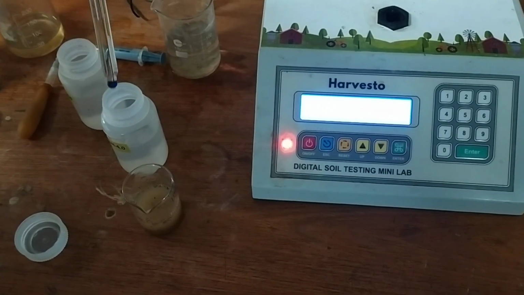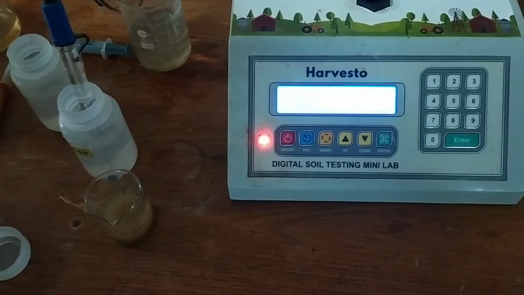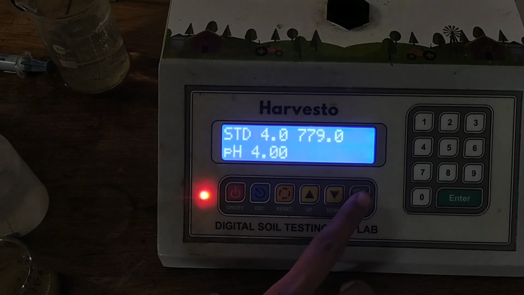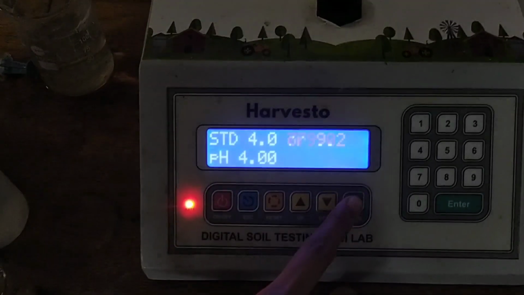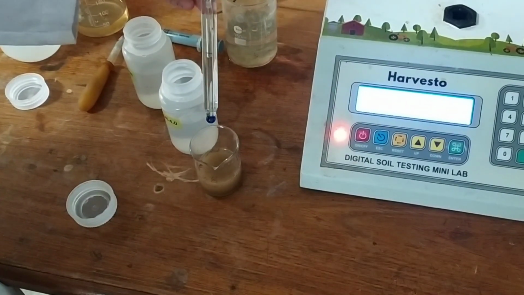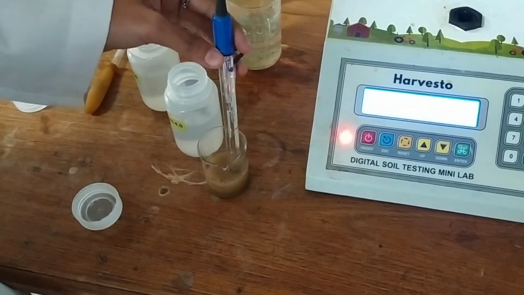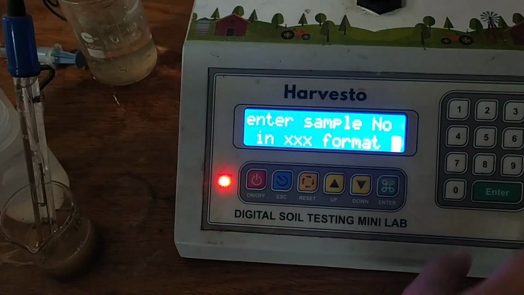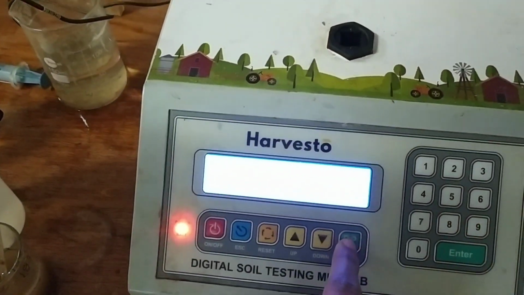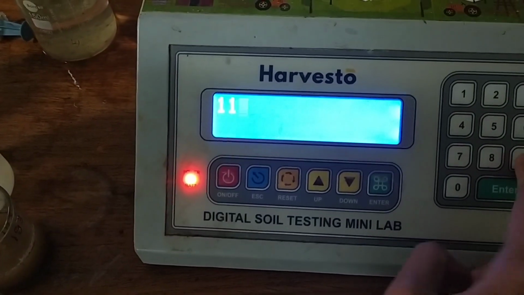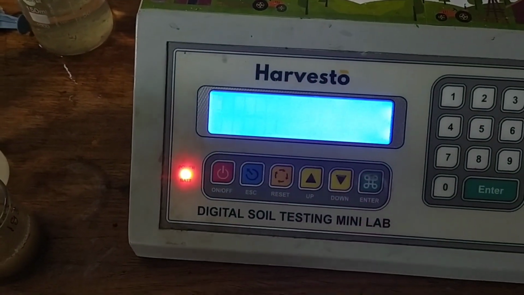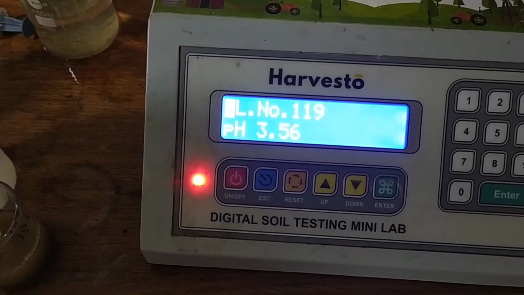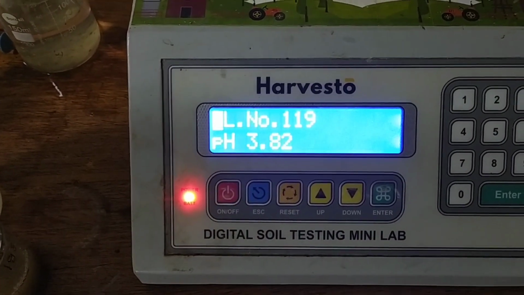We will standardize it at pH 4. Here you can see that it is standardized at pH 4. Now we will put the electrode into the given sample to find the pH of our sample. Here we can see that the pH is around 3.76.